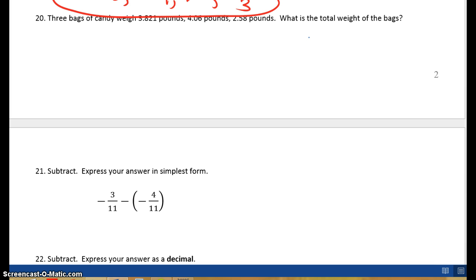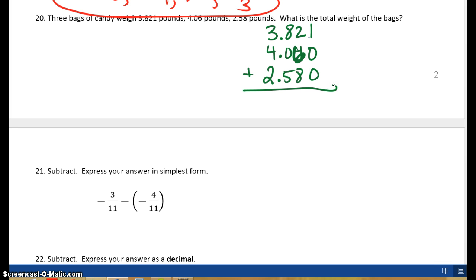And the last question on this page: 3 bags of candy weigh 3.821 pounds, 4.06 pounds, and 2.58 pounds, and we want to know the total weight of the bags. So all we're doing here is just adding. This is testing to make sure we know how to line up our decimals, and we're adding numbers with different decimal places here. So 4.06 and 2.58. Now I added 2 extra zeros on 4.06 and 2.58, so we have the same amount of decimal places in all 3 numbers, just to make sure we lined them up correctly.